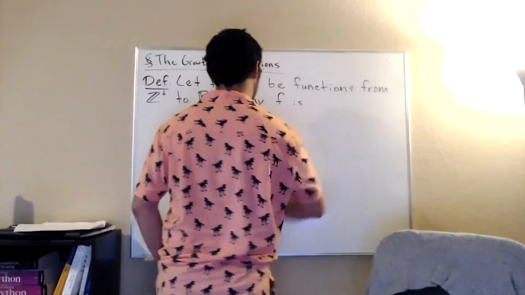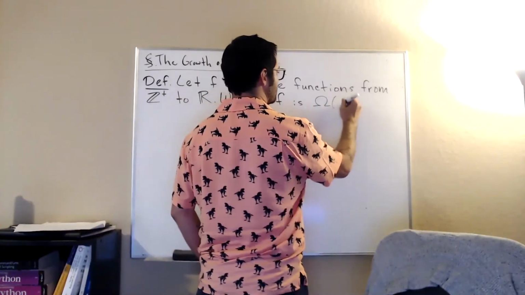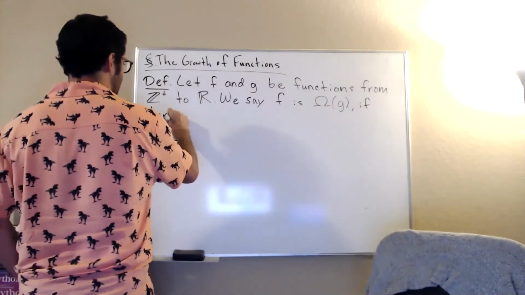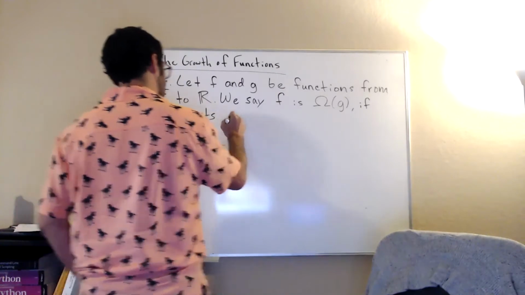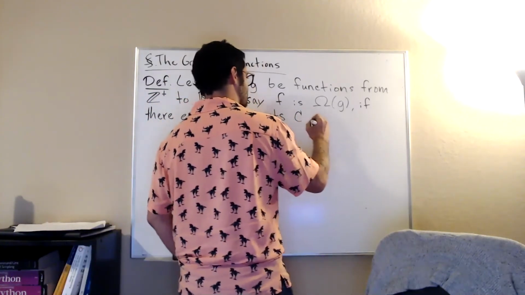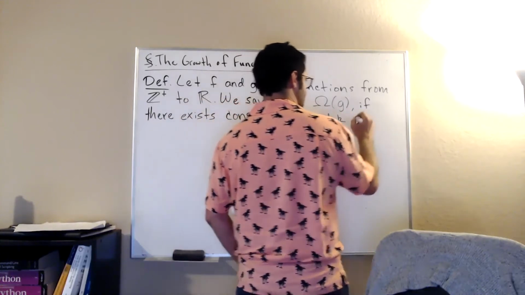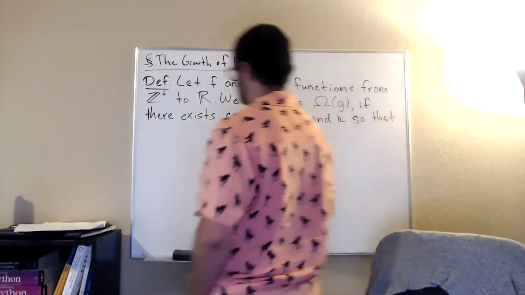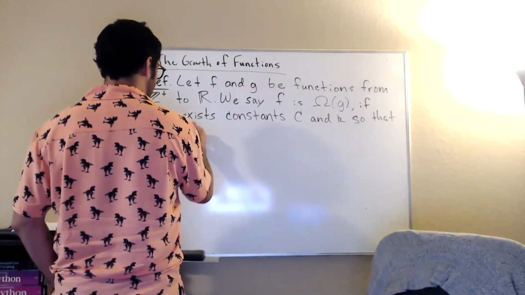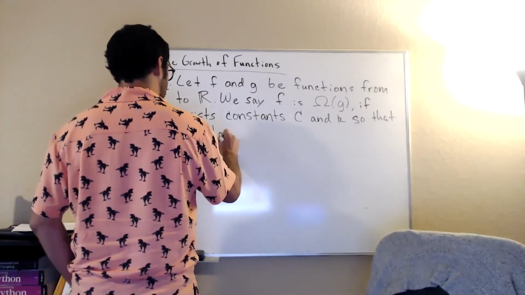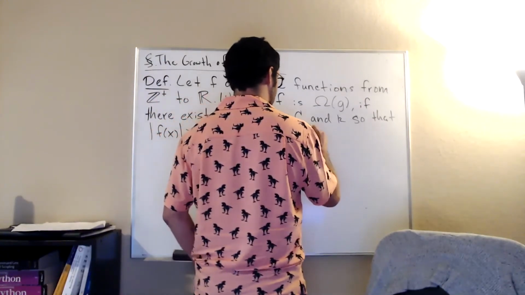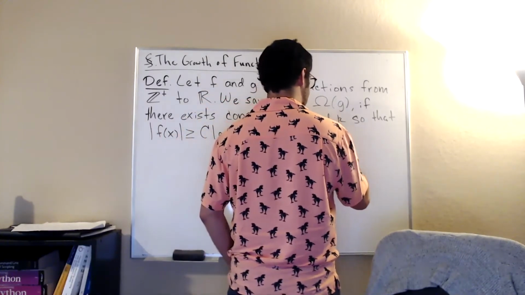Maybe I should write it like this. f is big omega of g if there exist constants c and k so that the absolute value of f of x is greater than or equal to c times the absolute value of g of x whenever x is greater than k. Or greater than or equal to it, it doesn't matter.